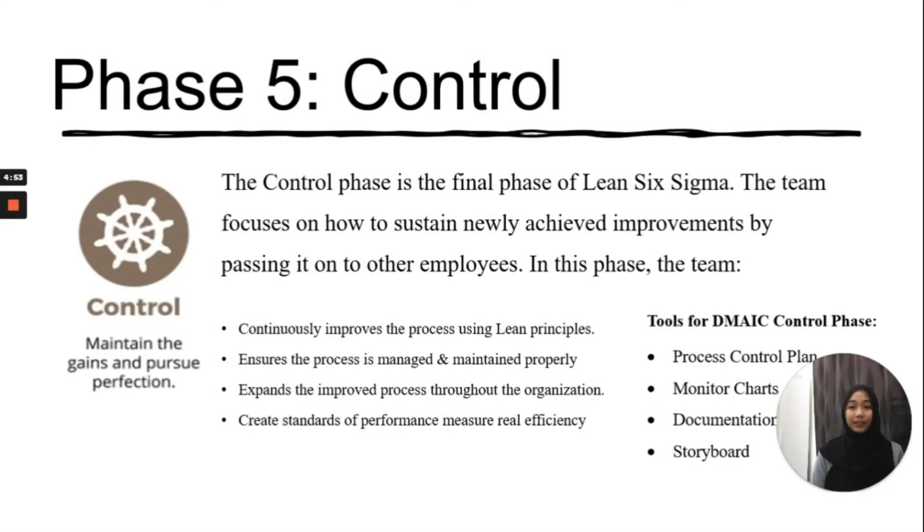The last one is phase 5, which is control. The control phase is the final phase of Lean Six Sigma. The team focuses on how to sustainably achieve improvement by passing it on to other employees. In this phase, the team must continuously improve the process using lean principles, ensure the process is managed and maintained properly, and expand the improved process throughout the organization.